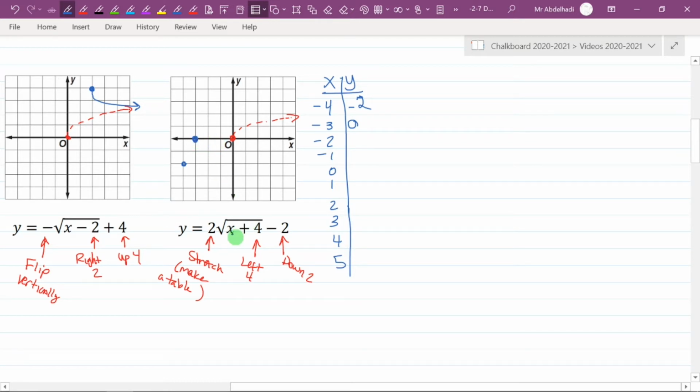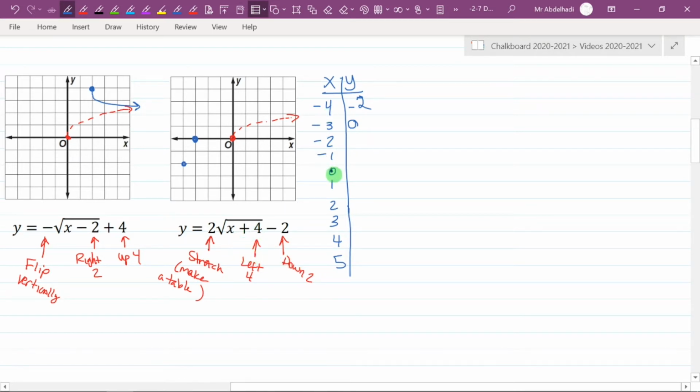Now -2 in here. -2 plus 4 is +2, and the square root of 2 is a decimal, so I'm going to skip that one. How about -1? -1 plus 4 is 3, and when you square root 3, you get a decimal, so I'm going to skip that one. You see what I'm talking about? That's why I have a lot of numbers here, but I'm not going to use all of them.